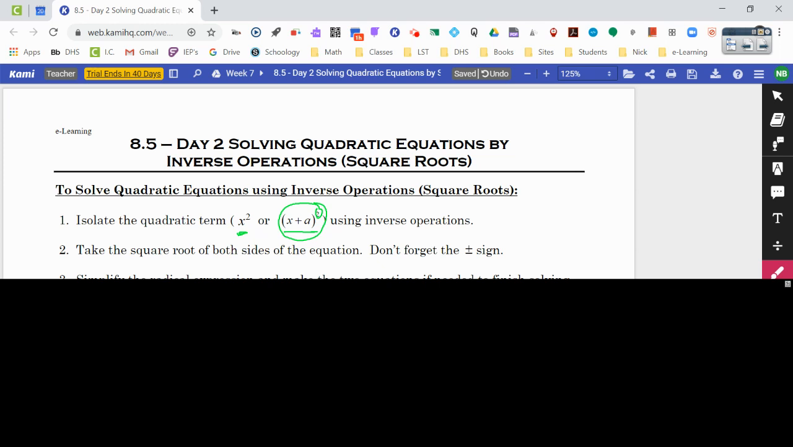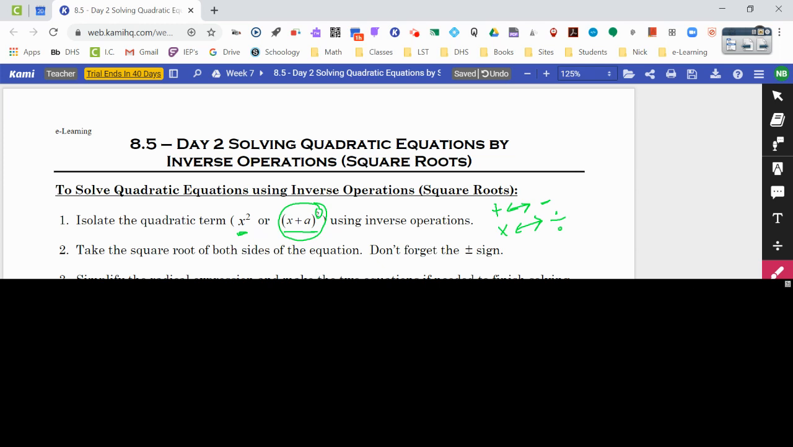To isolate it, we're going to use this idea of inverse operations. Adding and subtracting are inverse operations, just like multiplying and dividing. Then we're going to take the square root of both sides of the equation. And we're not going to forget about that plus or minus sign, because when we take the square root to solve, we're going to have two solutions, a positive side and a negative side. That's where you put those two signs.